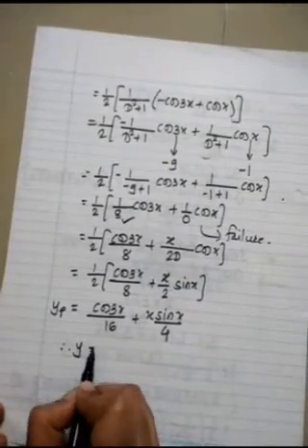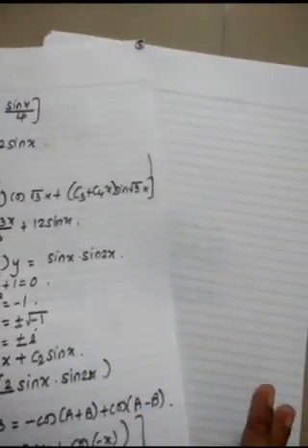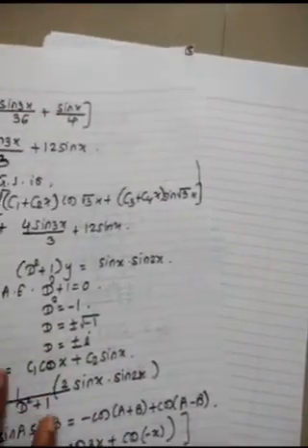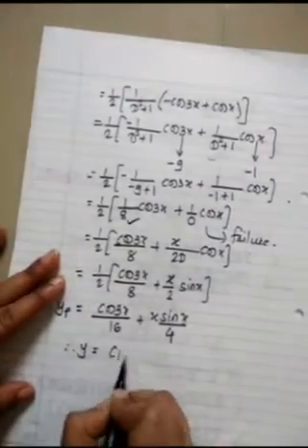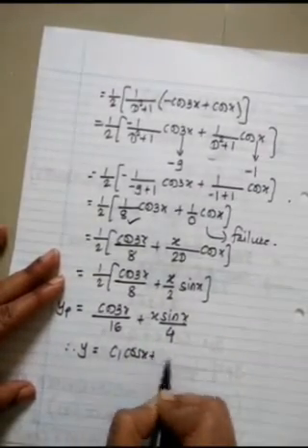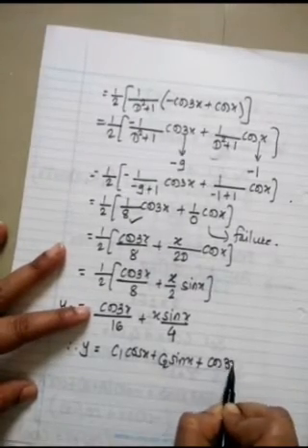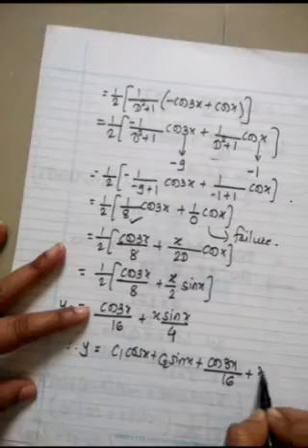Therefore, y is c1 cos x plus c2 sin x plus yp, cos 3x by 16 plus. Every time I am writing this, so you should not forget, that's why I am writing c1 cos x.